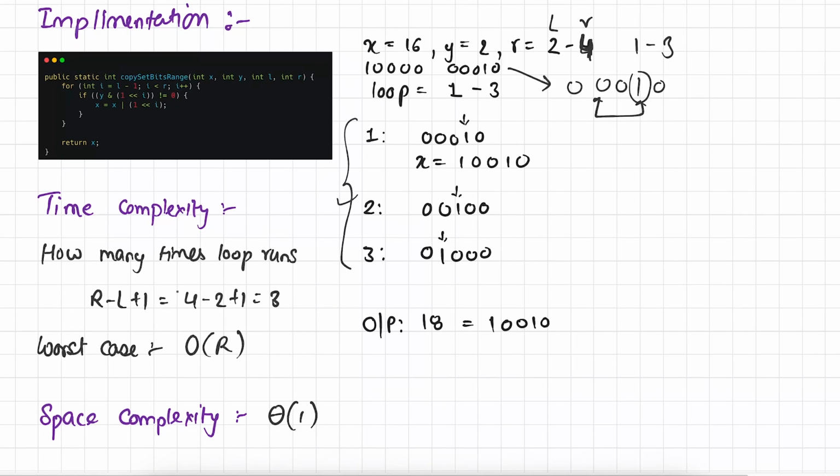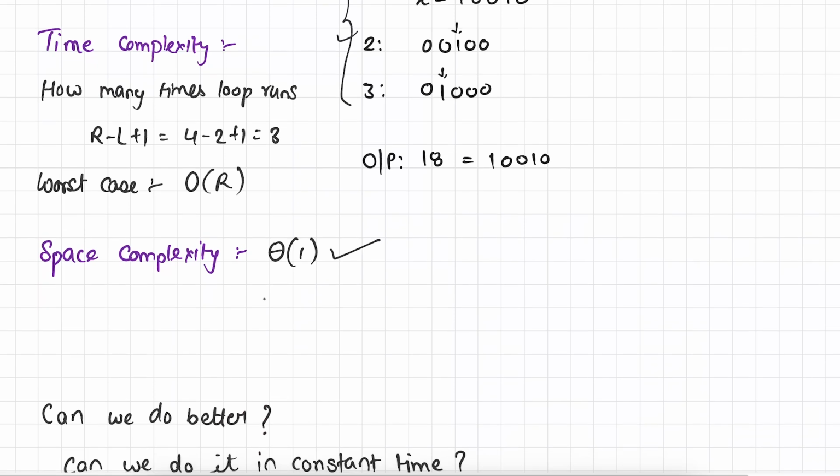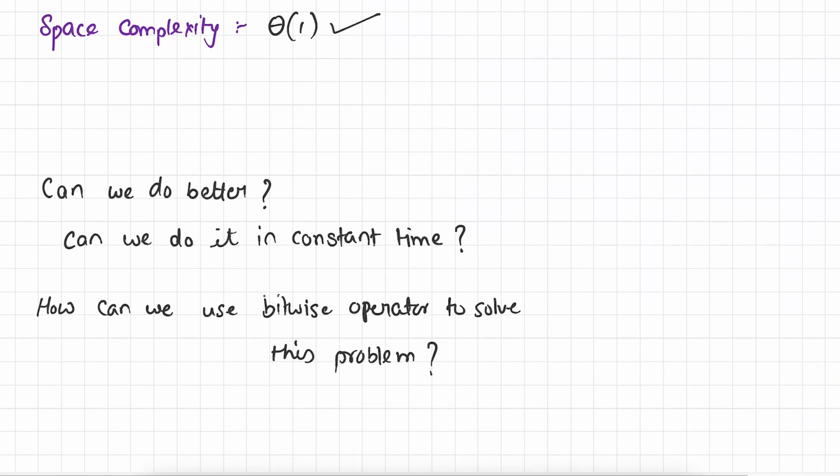So what about space complexity? As you can see that we are not using any extra space other than all the variables. So we can say that the space complexity of this function is going to be theta of 1. And it's a constant space. So it means brute force approach takes big O of r time to solve this problem and constant space. Okay, great. So this is all about brute force approach.